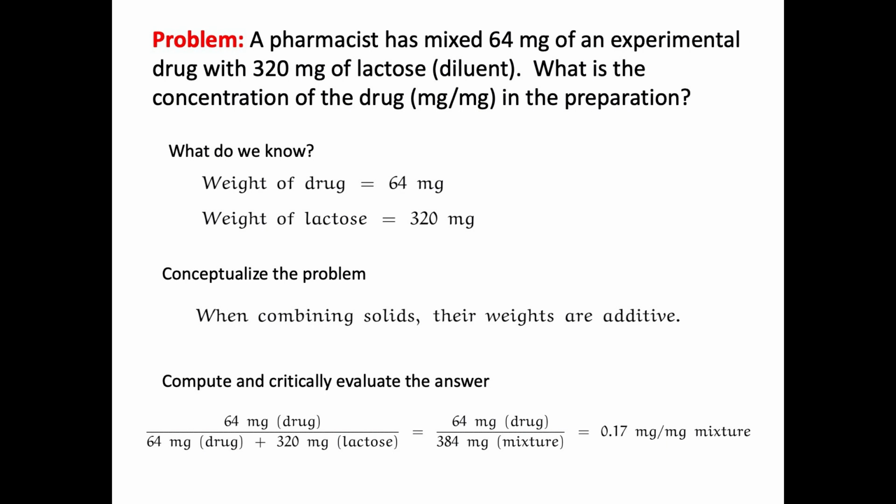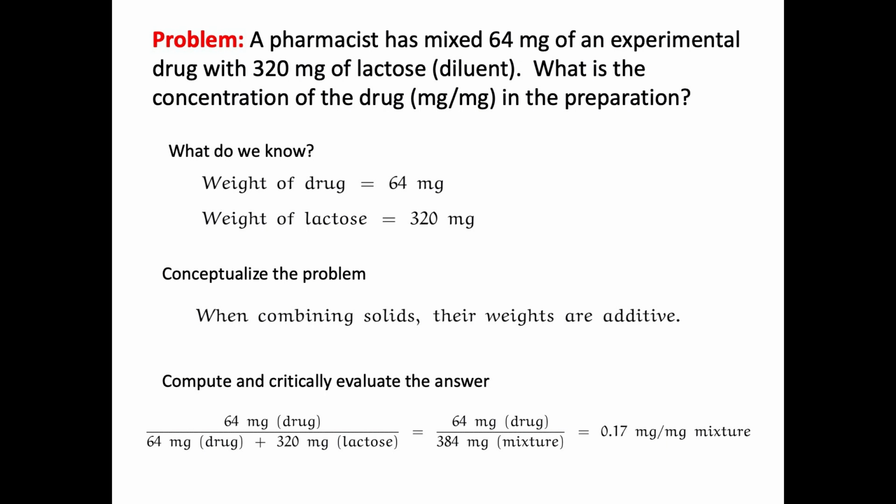So then to actually set up and solve for this problem, what I need to do to determine concentration of the drug is put the weight of the drug on the numerator, which is 64 milligrams. And then in the denominator, I need to place the sum of both the 64 milligrams of drug plus the 320 milligrams of lactose that I'm going to be combining it with. Therefore, that's equal to the 64 milligrams of my drug divided by a combined weight of 384 milligrams of mixture. That's the concentration I need to solve for.